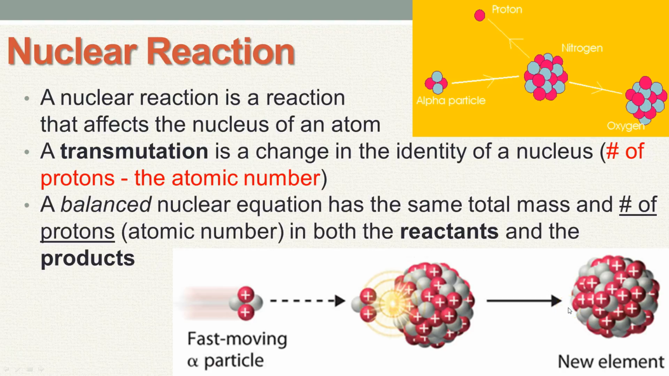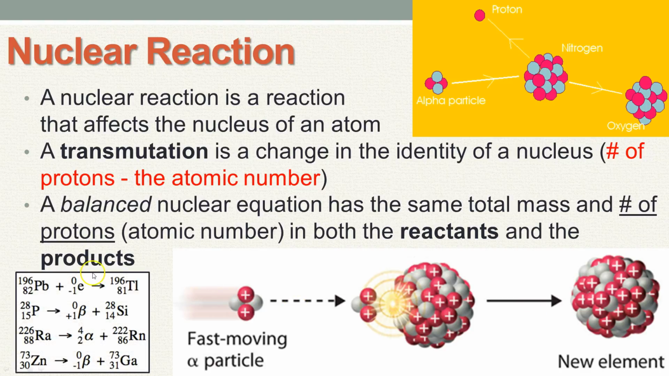When we have a balanced nuclear equation, just like balancing equations before, we have to have the same number of atoms at the beginning as at the end. In this case, the total mass needs to be the same. The number of protons in both the reactants and the products is going to be the same. Now this is a little bit weird because they're almost looking at this as a negative proton, but really, when this combines with a proton, it's going to create a neutron. More on that later on.